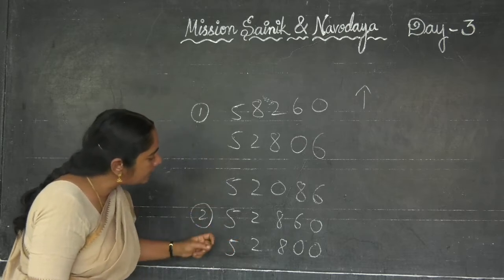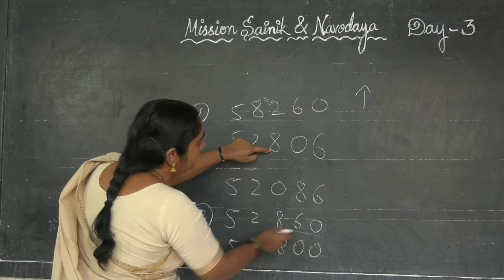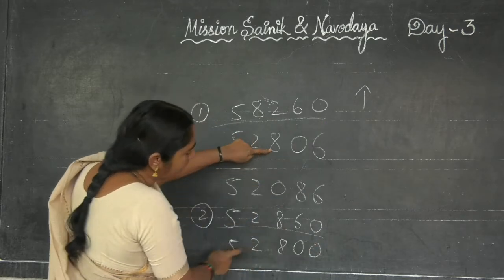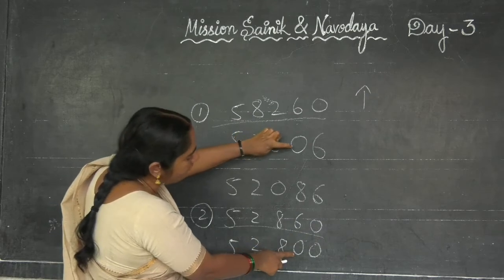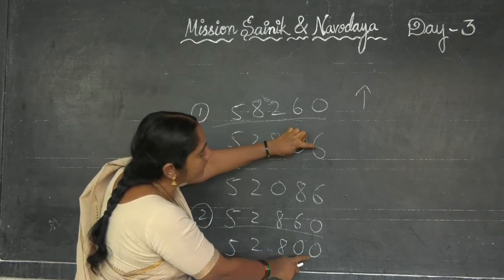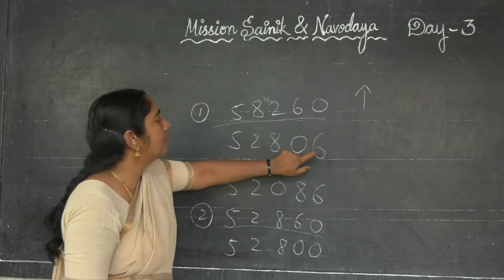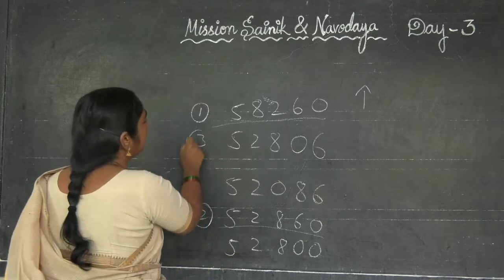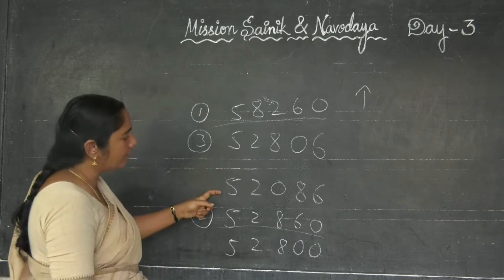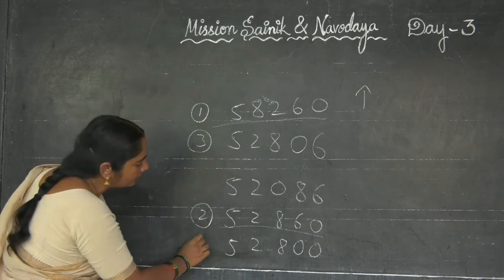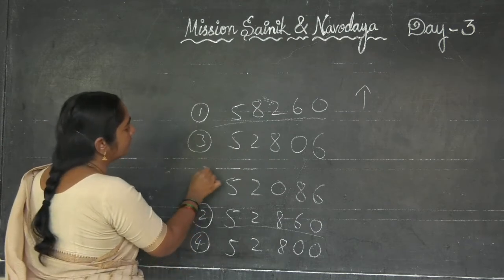Next, what is the next largest number? Now this is finished and this is finished. See only the rest of the 3. These 2 have 8 here, these 2 have 0 here. But here it has 6, and here it is 0. So we have to go for this as the third ranking. Fourth ranking is given to this. Fifth ranking we are giving to this.